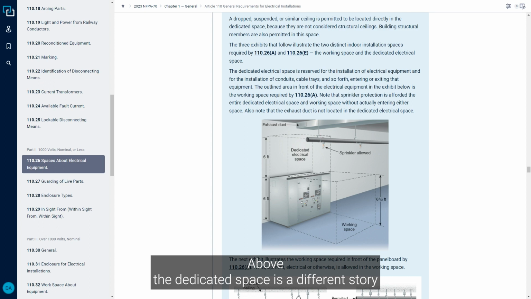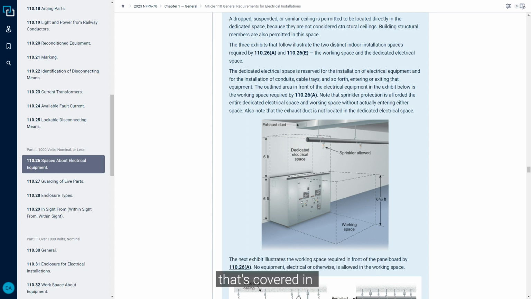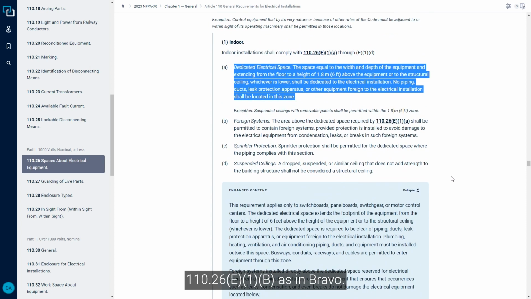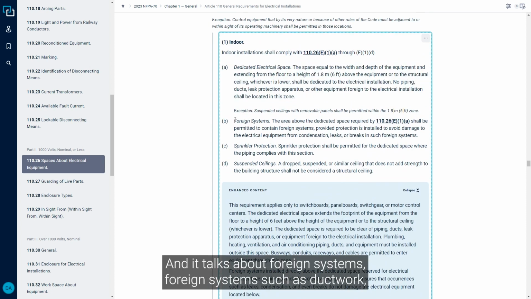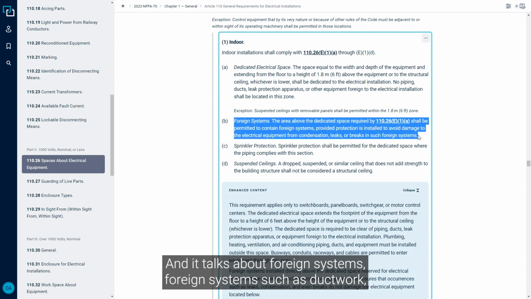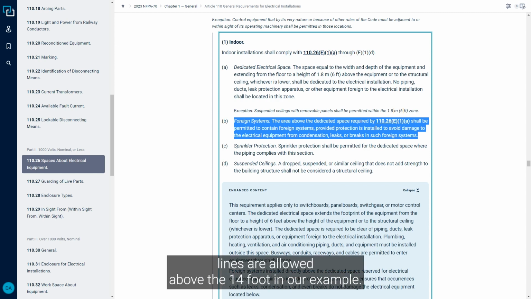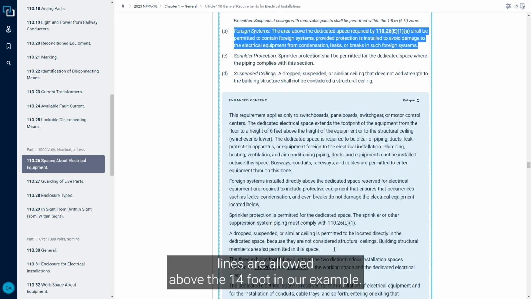Above the dedicated space is a different story. That's covered in 110.26E1B as in Bravo, and it talks about foreign systems. Foreign systems such as ductwork, roof drains, sprinkler pipes, water lines are allowed above the 14 foot in our example.